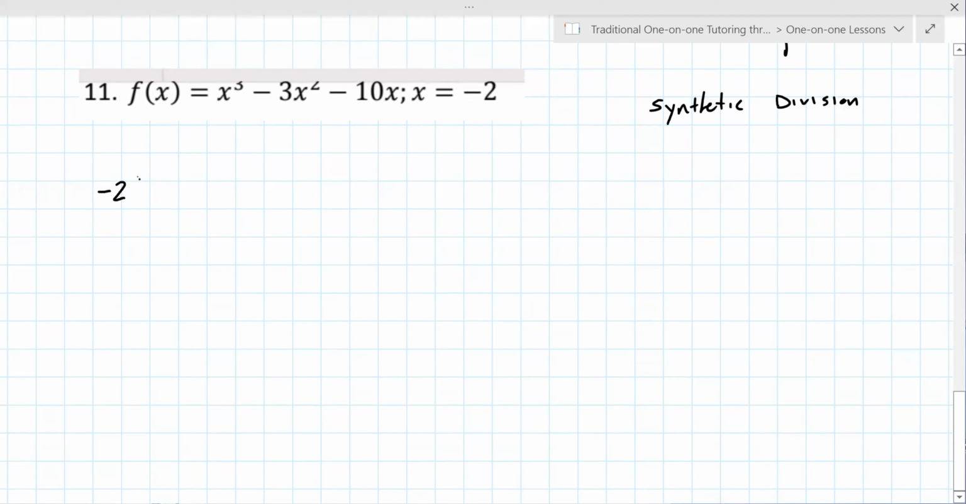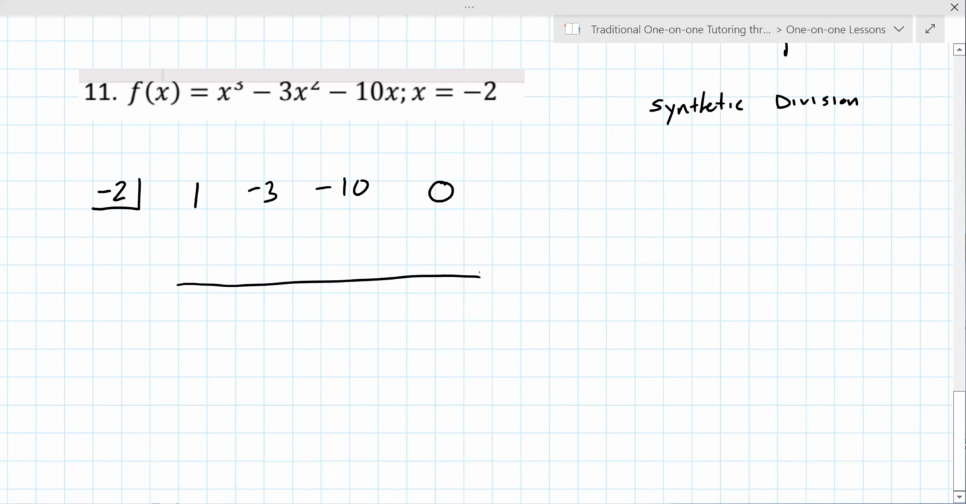So the minus 2 goes in the box. And then you have to bring down each of the coefficients of the cubic, the squared, and the x, and then the constant term, which there is none. What is the coefficient in front of x cubed? 1. 1, yeah, 1. And then what's the next coefficient in front of x squared? -3. -3, -10. And then very important is there's actually a 0 there at the end.